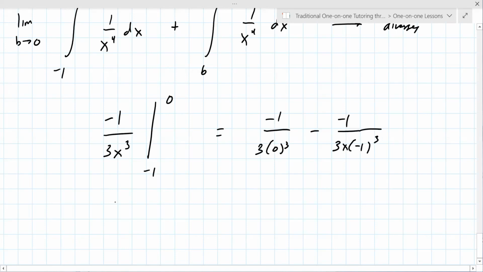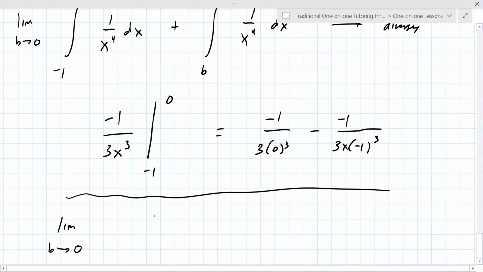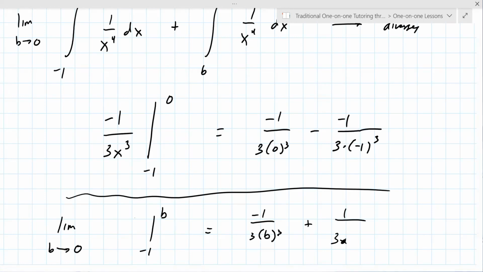This is wrong. What's preferred is to say the limit as b approaches 0, from -1 to b, which becomes -1 over 3b cubed. So you're not actually evaluating at 0, you're taking the limit as b approaches 0. As a student, maybe you say, okay, this is the same thing, but in math language it's different. A limit is different than actually evaluating at a point. So that's the distinction there.